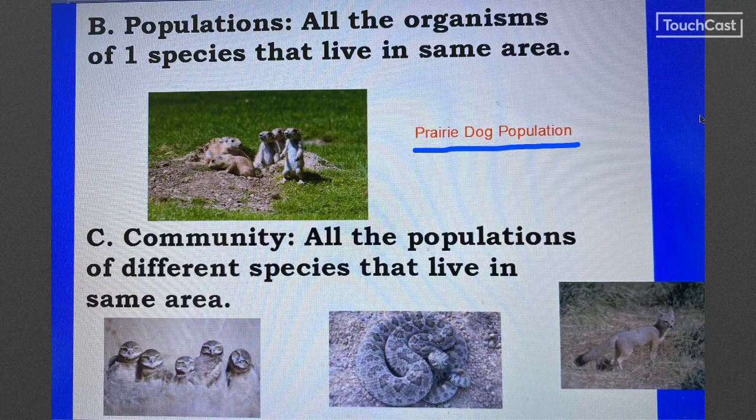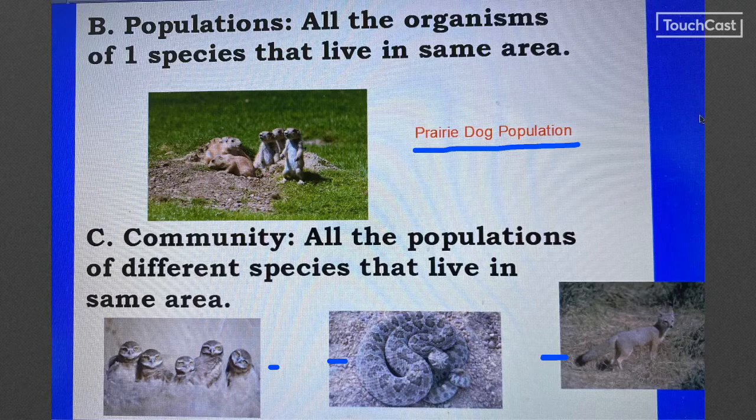So we would count owls in the prairie dog community, and snakes, rattlesnakes that live in the prairie dog community, and foxes, and probably insects, of course, too, and other birds. But those would be examples of different populations that share or live in the same community together.